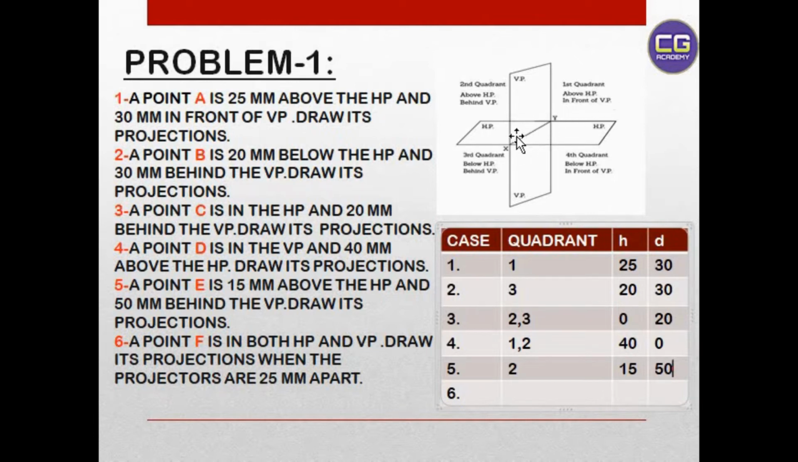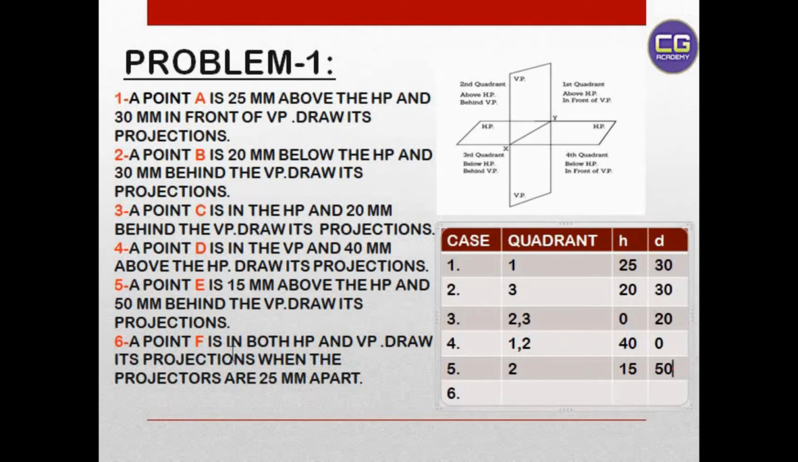For the first quadrant it resembles the reference line xy only. For the second quadrant also, in the horizontal plane and in the vertical plane, a point can only lie on the reference line. For the third quadrant also, the point lies on the reference line only. For the fourth quadrant also, the point lies on the reference line only.